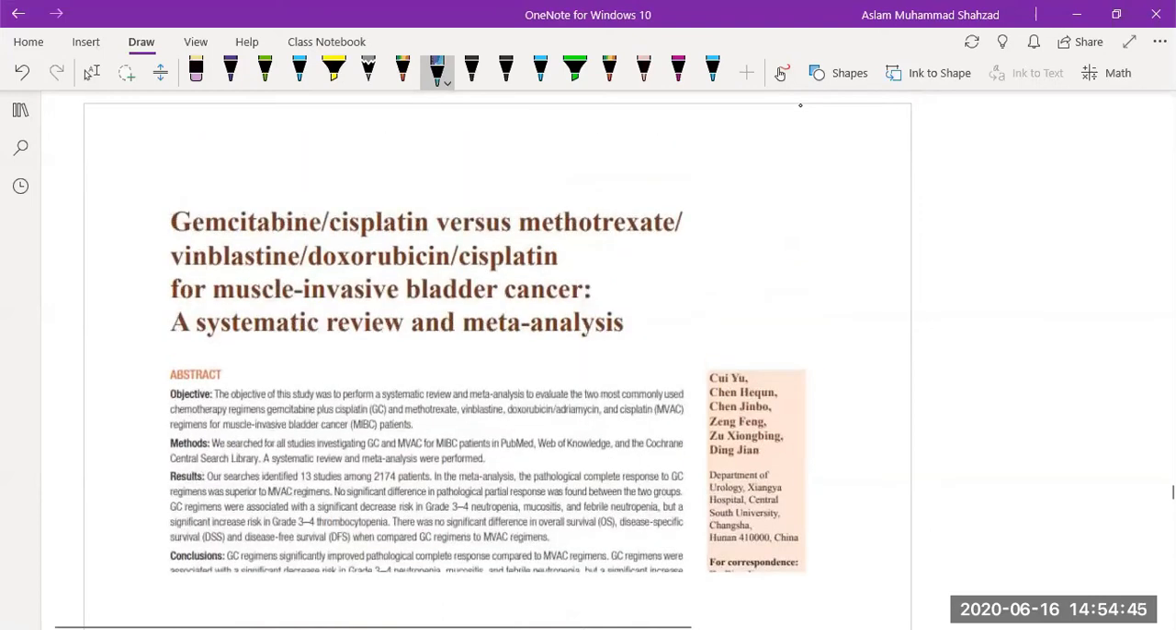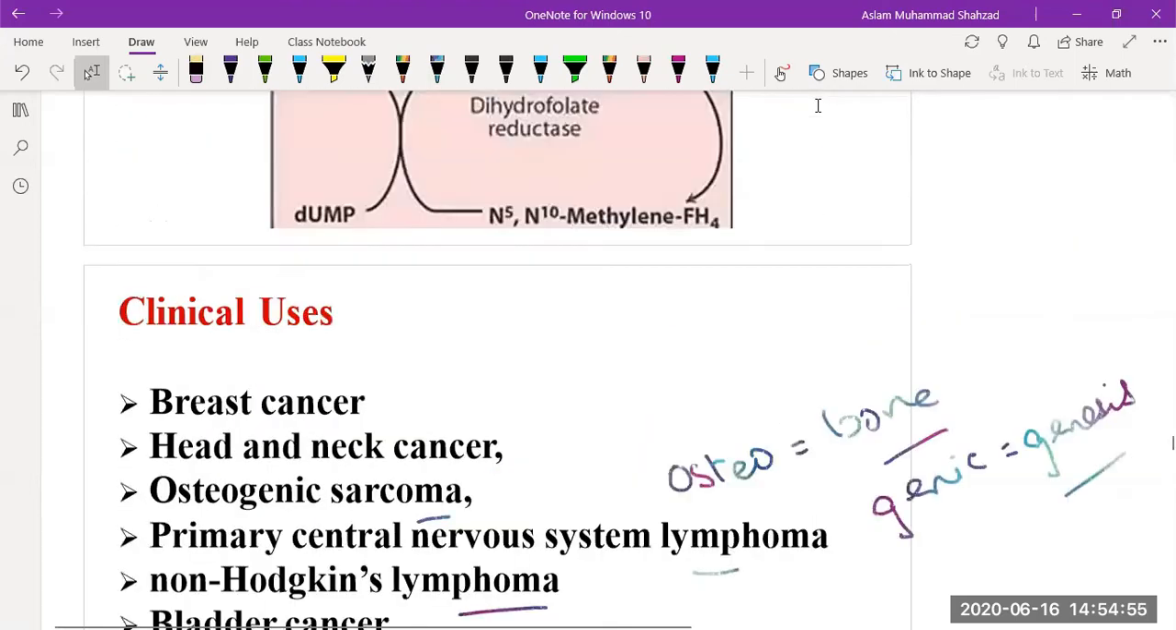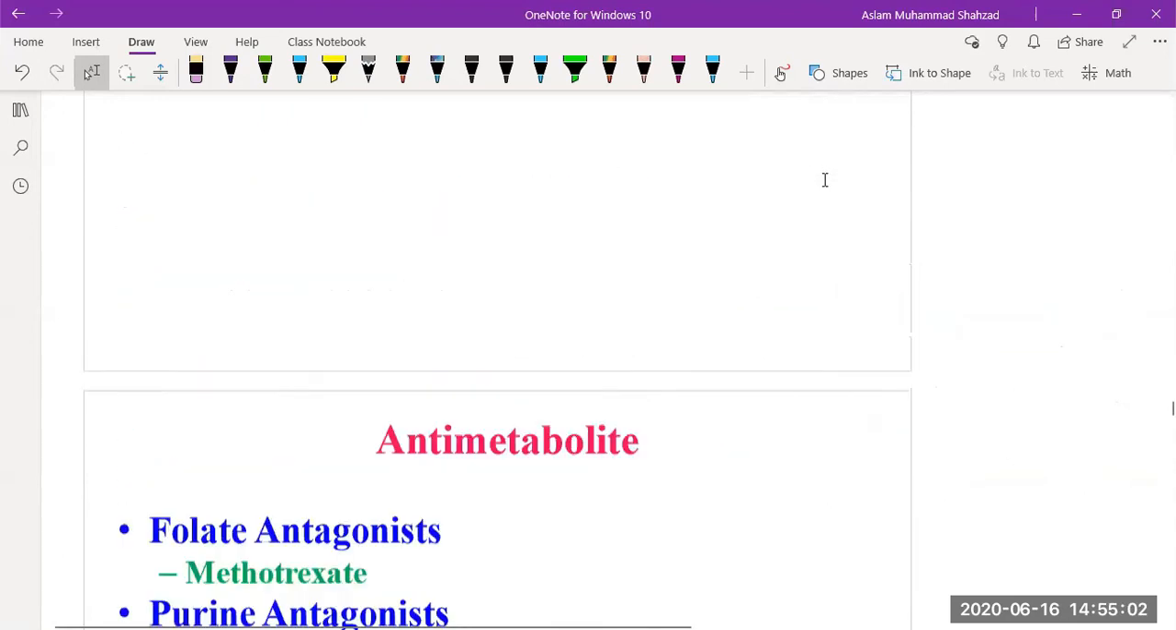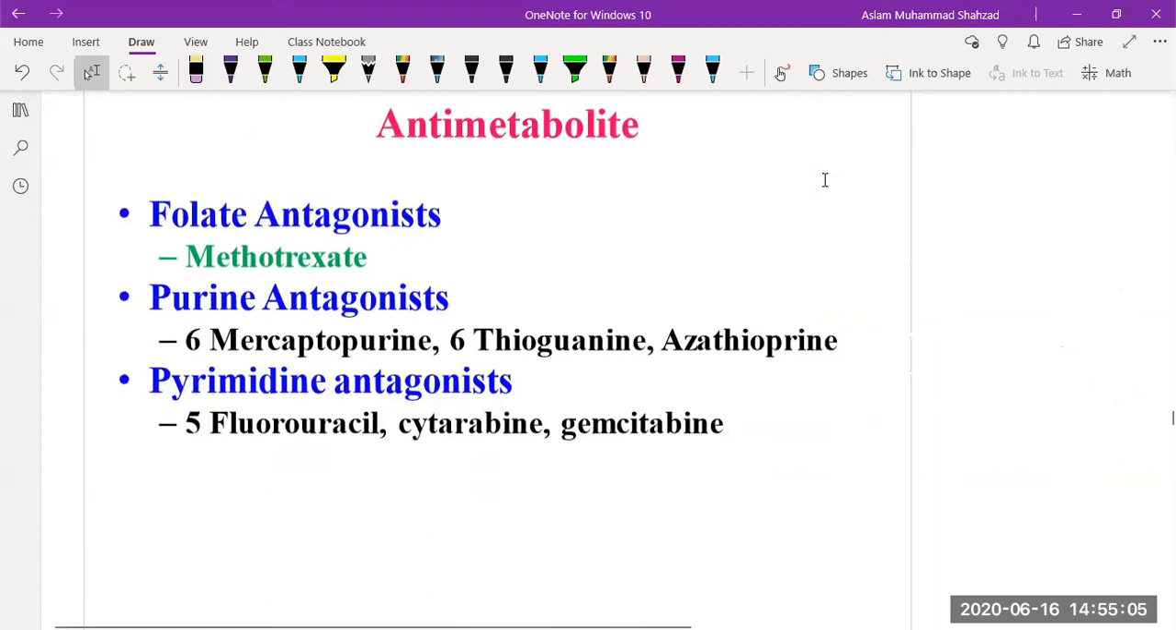Let's discuss one case study. They are talking about the use of drugs in bladder cancer, and we already know that for treating bladder cancer, methotrexate is one of the drugs. When we take a look at anti-metabolites, we have a number of drugs used for different cancers, especially bladder cancer. And we have another drug, gemcitabine, which is also one of the drugs used for bladder cancer. So I have one case study to discuss.